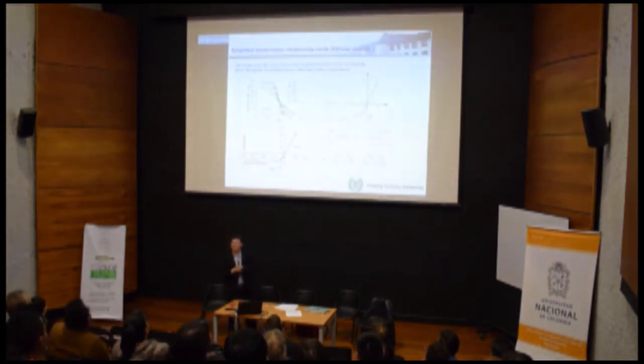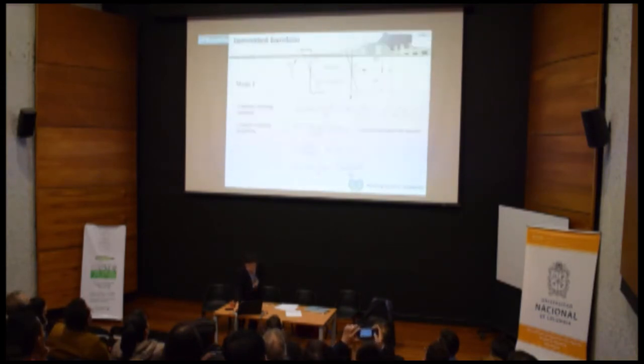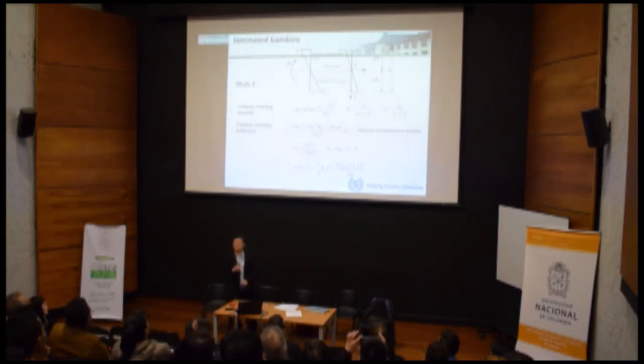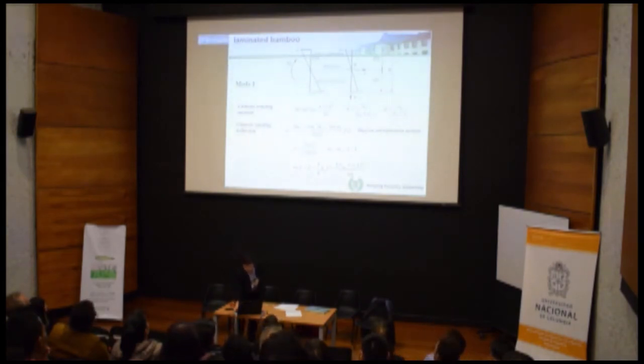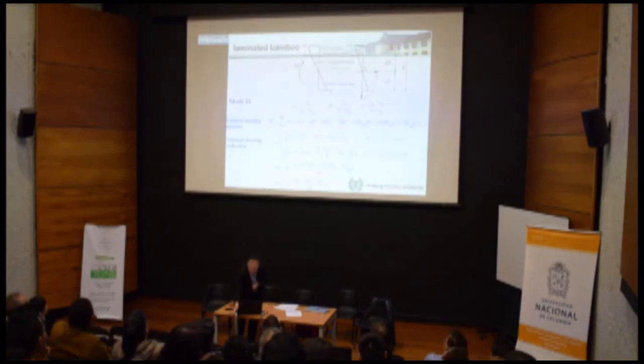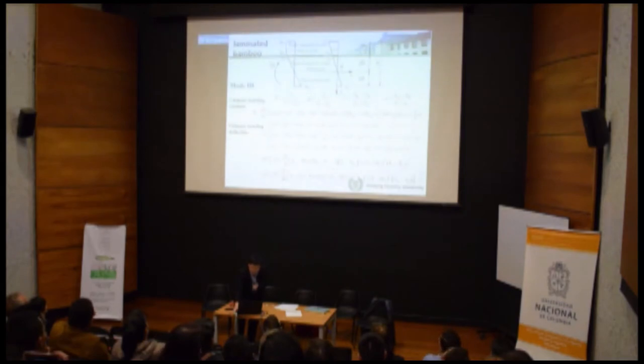Based on the beam test results, the stress-strain model was proposed. Based on this model, a lot of formulas for the ultimate bending moment and ultimate deflections were proposed. This slide shows the formulas for failure mode 1. For laminated bamboo bending beams, three main failure modes can be distinguished. This slide shows the first mode, this one shows mode 2, and these figures show the formula for mode 3.